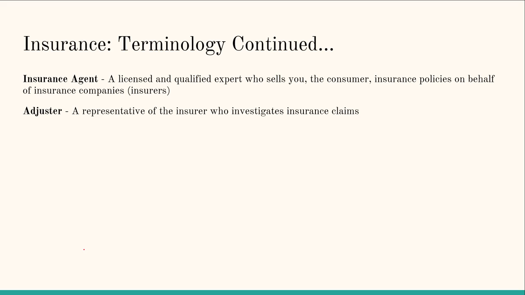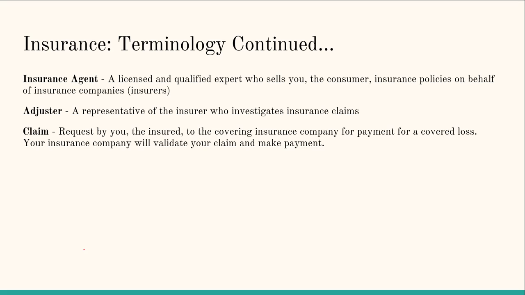An adjuster is a representative of the insurer, the insurance company, who will come out, inspect your car, and determine what the amount of loss is. And so an adjuster, if you have property insurance and there's some damage to your house, will come out, examine the damage and come up with an estimate of what the damage is.